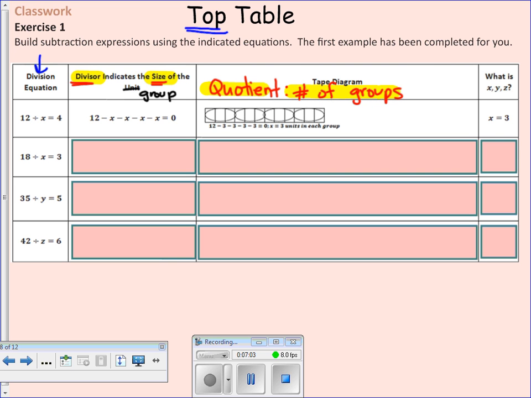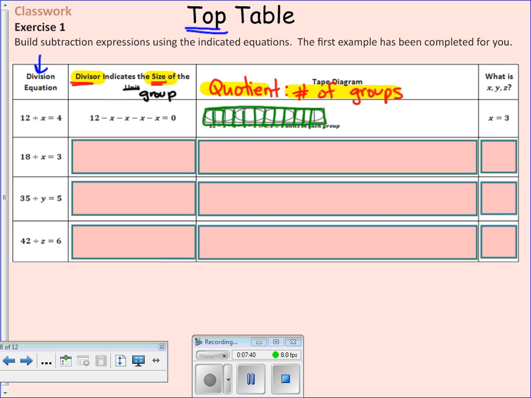So let's take a look at the first example. So we have 12 divided by x equals 4. What's our quantity? What's our dividend? What's the amount that we have that we're breaking into groups? 12. So if you look at the tape diagram, there are 12 boxes. That's our quantity. That's what we have.